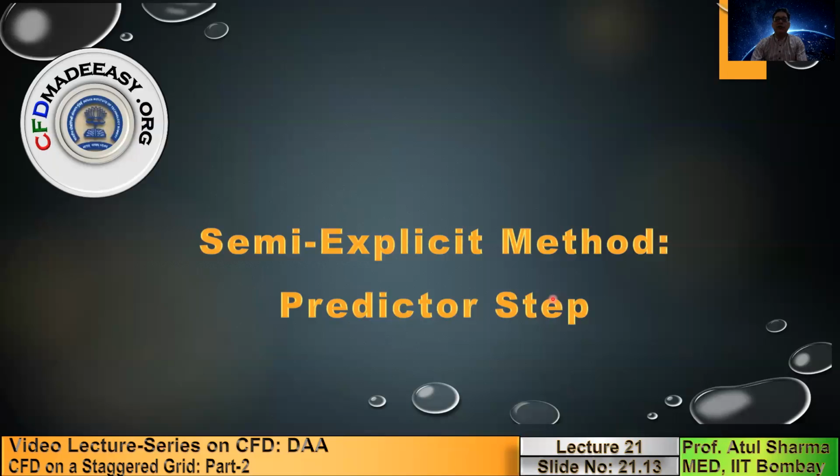I'll present this semi-explicit method in two steps. First step is called the predictor step, which is presented here, and the second step is the corrector step. In both the steps, as I mentioned, there will be three variables presented. In the predictor step: prediction of velocity and prediction of mass fluxes. In the corrections also, we'll present the equations for the velocities, mass flux correction, and pressure correction.